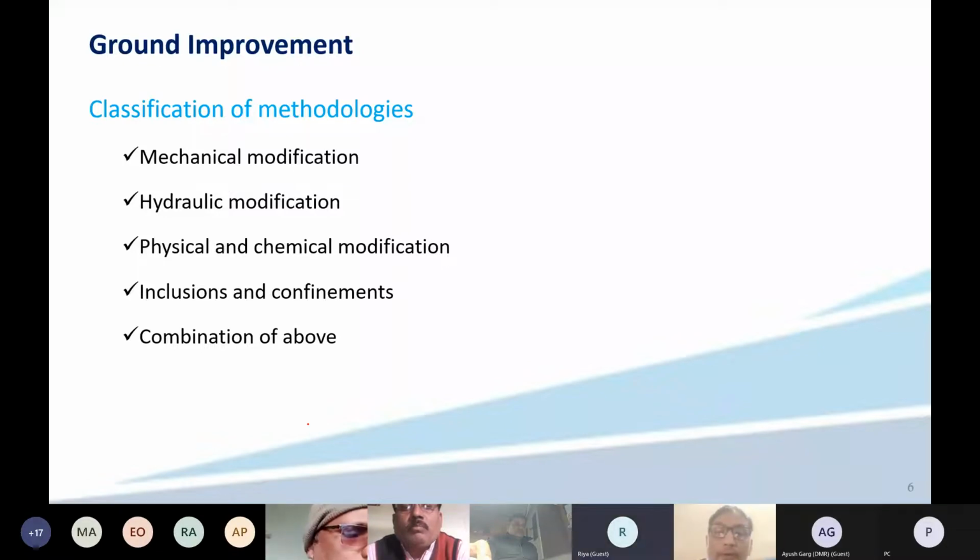So you are basically changing the soil structure, the soil matrix, by adding some extra component. So that's a physical and chemical modification. Inclusions and confinements means you are using an artificial material. In physical and chemical modification, you are using some external chemical components to change the structure. In inclusions, you are using an artificial material to improve the mechanical properties of the soil.